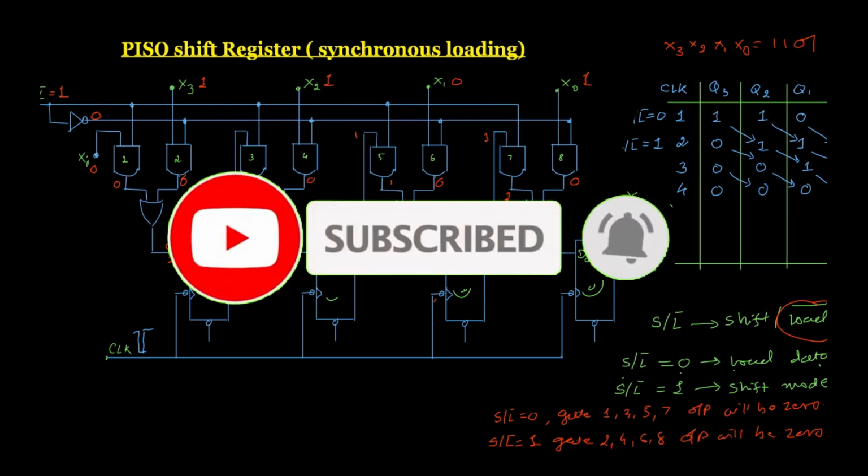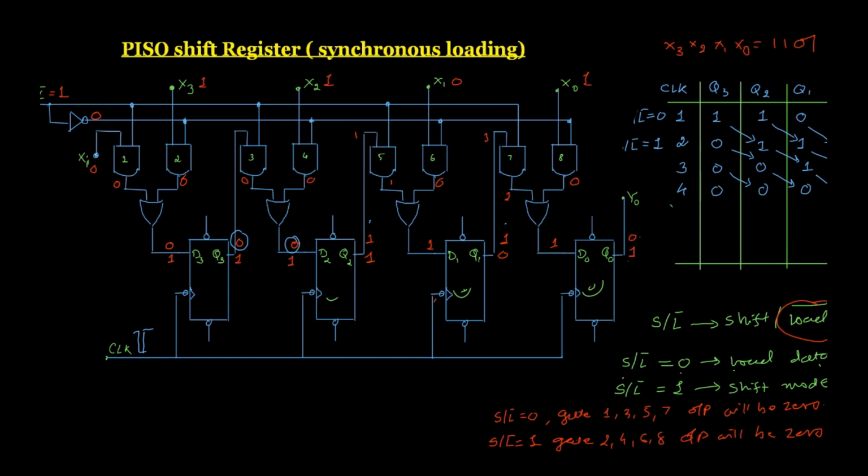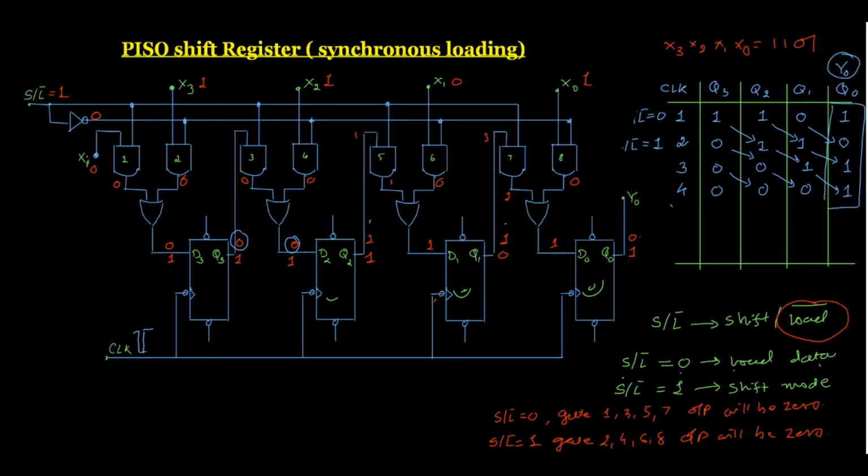my serial output terminal, that is the Y0, and here you can see after the end of the fourth clock pulse the data is coming out from the SIPO register. So in this way we can load the data simultaneously with the first clock pulse, and with the second, third, fourth clock pulse you can shift the data from left to right.